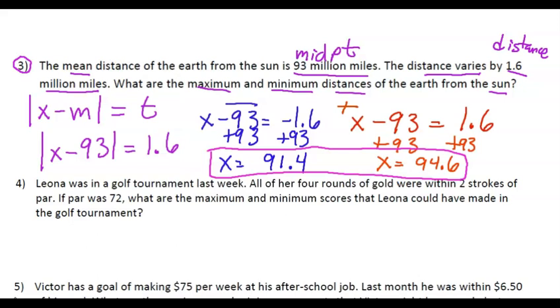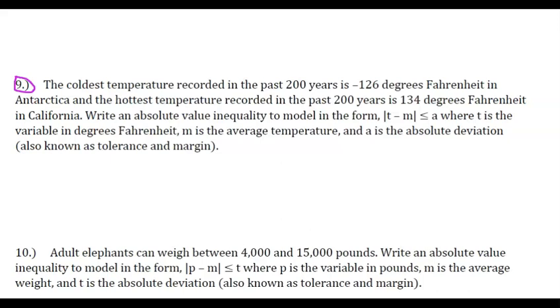Now let's look at one more from this page. Let's look at number 9. The coldest temperature recorded the past 200 years is negative 126 degrees Fahrenheit in Antarctica, and the hottest temperature recorded the past 200 years is 134 degrees Fahrenheit in California. Write an absolute value inequality to model in the form absolute value of T minus M is less than or equal to A, where T is the variable in degrees Fahrenheit, M is the average temperature, and A is the absolute deviation, also known as tolerance and margin.